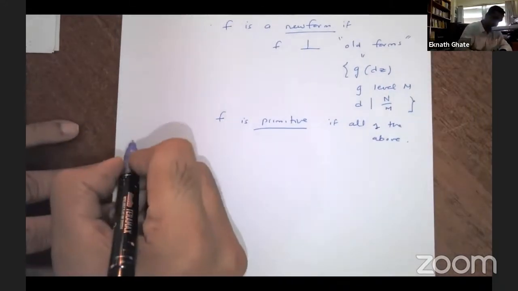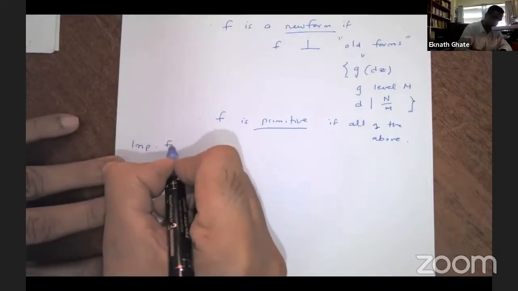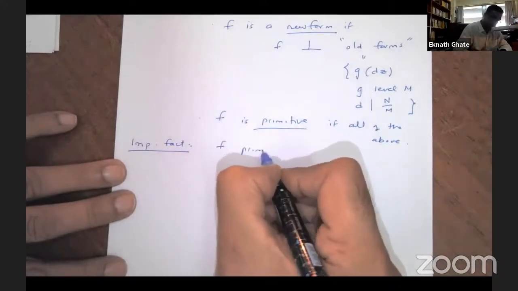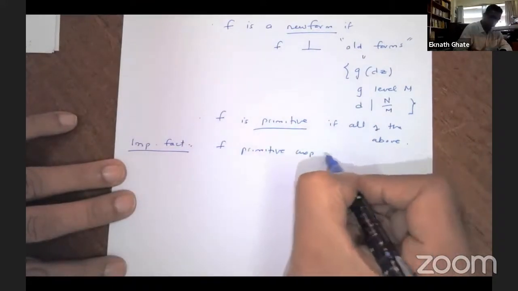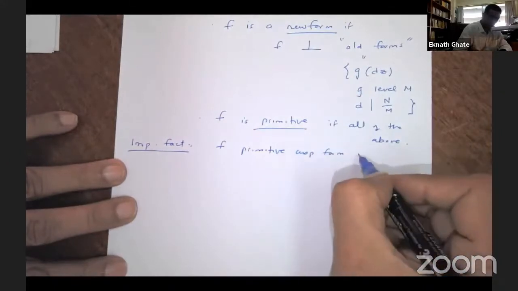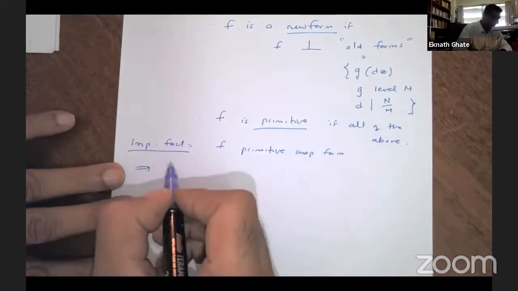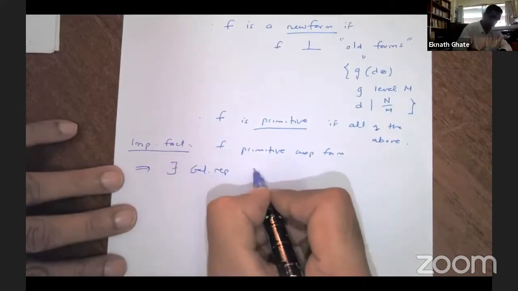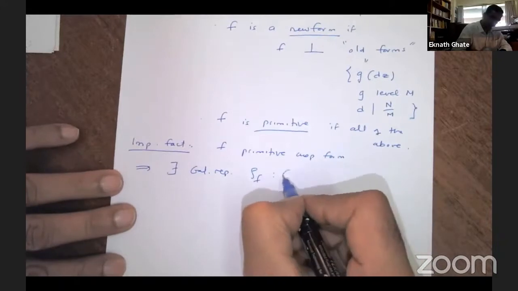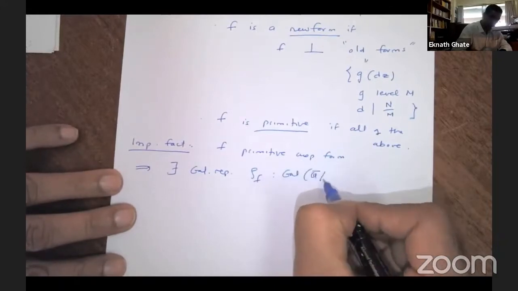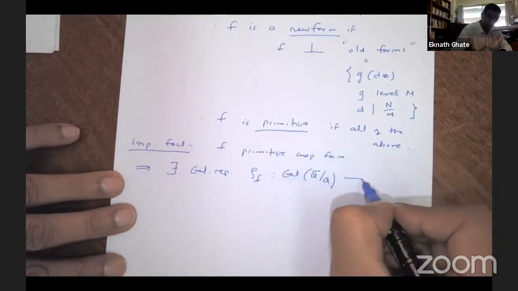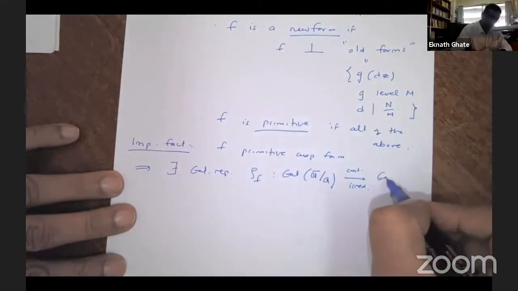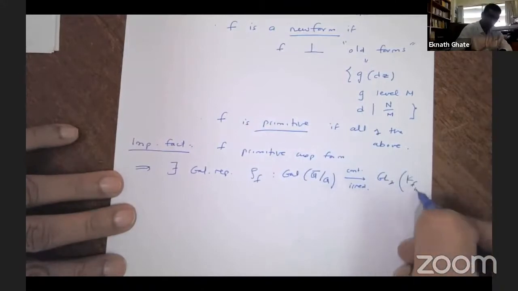Okay, so here's an important fact, which I will only come to in the last lecture. Let me state it up front. If f is a primitive cusp form, then there's a Galois representation attached to f. Rho_f from the Galois group of Q is a continuous irreducible Galois representation to GL_2 of a p-adic field.